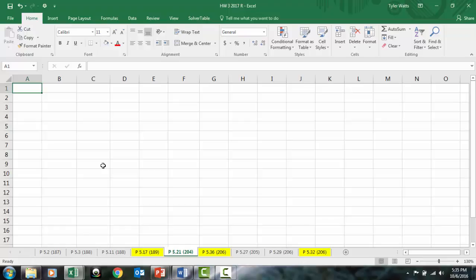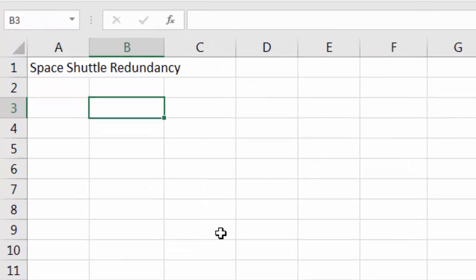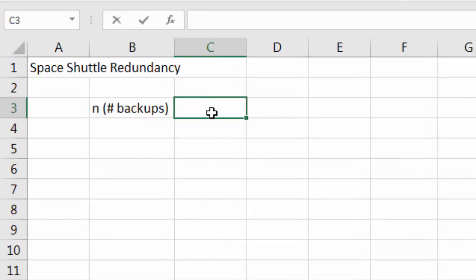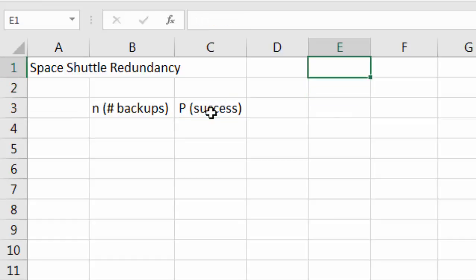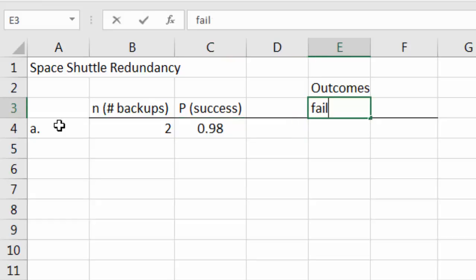Each of these systems functions independently of the others with probability of 0.98, 98%. This shuttle component functions successfully provided that at least one of the n systems functions properly. So, set up a few things here. I'm going to put the n in first, and then the probability of success for the system. And then over here we're going to think about using a binomial distribution to calculate some outcomes, which says n equals 2. The probability is always going to equal 0.98, the probability of success. And for outcomes, I want to think about actually failure first.